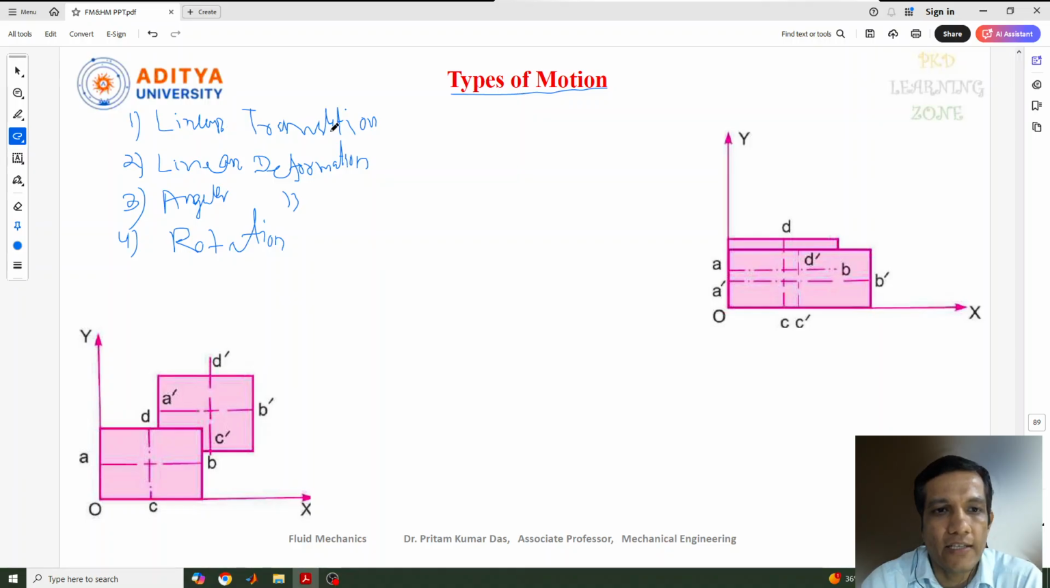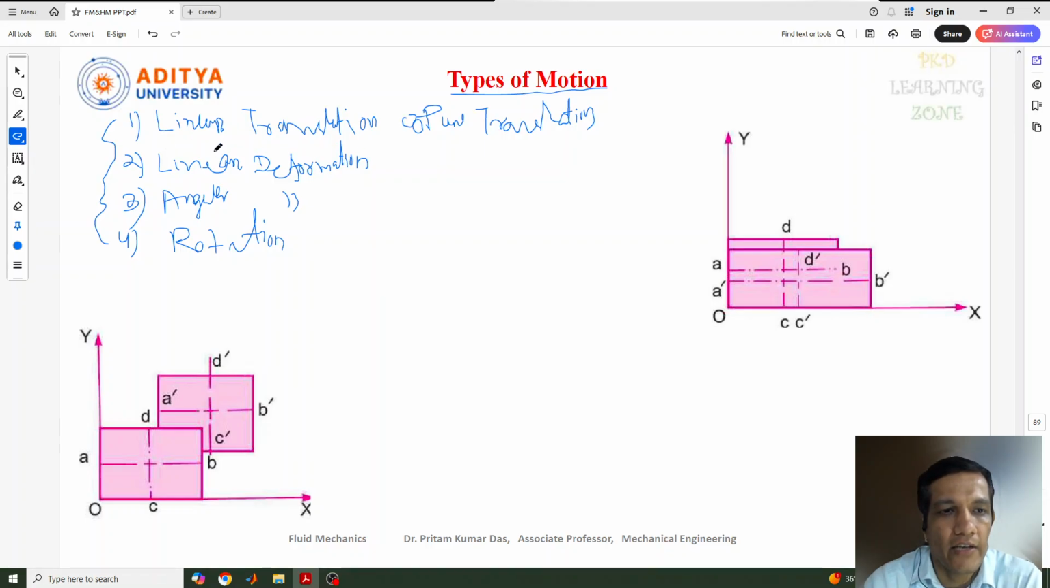Linear translation is also called pure translation, so both are the same actually. We can call it linear translation, or we can call it pure translation. And then linear deformation, angular deformation, and rotation. Let's discuss these four points in this lecture. First, we will discuss linear translation.